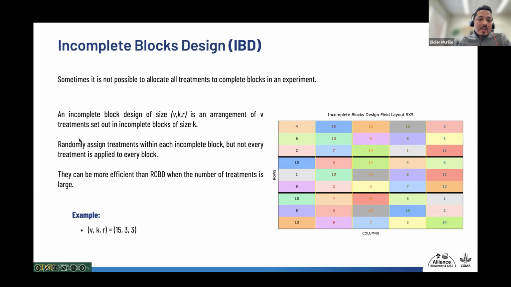For this particular example, we have a number of treatments, V, of 15. The size of the incomplete block is 3, and we want 3 replications for each treatment. As you can see in this part, we have the first replication. The first incomplete block contains treatment 13, treatment 8, and treatment 10, and so on.